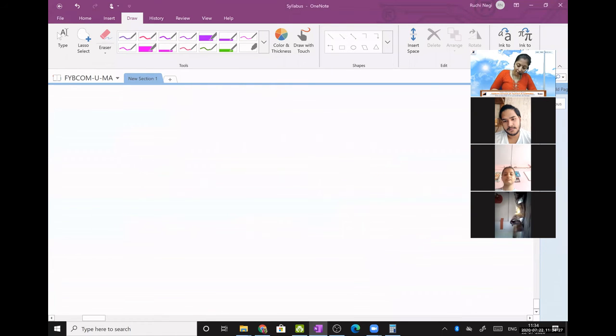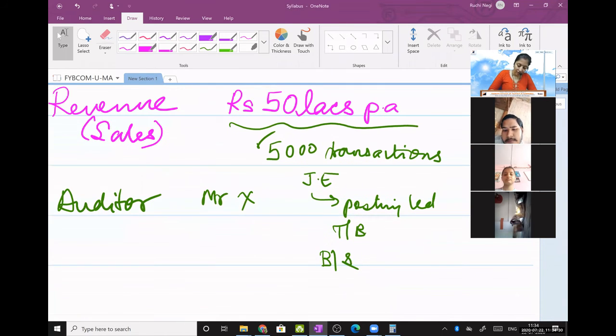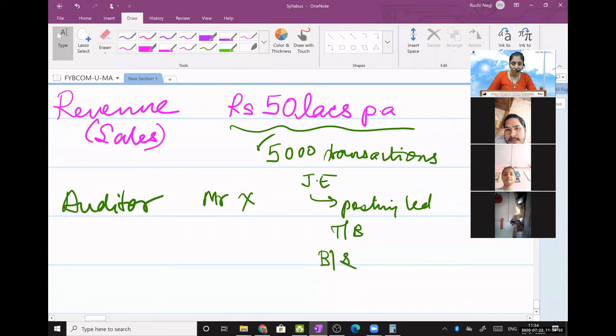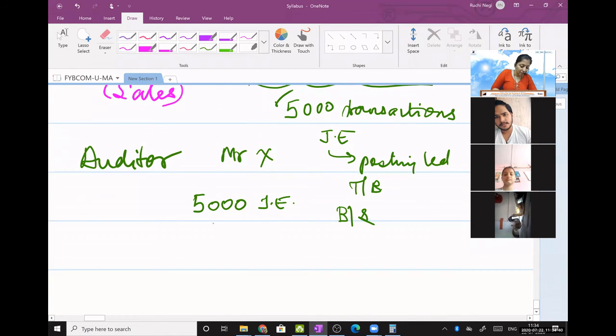Now what will happen is, the auditor has two ways to do audit. What will he do? 5,000 journal entries. He will not audit all 5,000. What will he do? How much is sales? 50 lakhs. So of 50 lakhs he takes around some 2%.